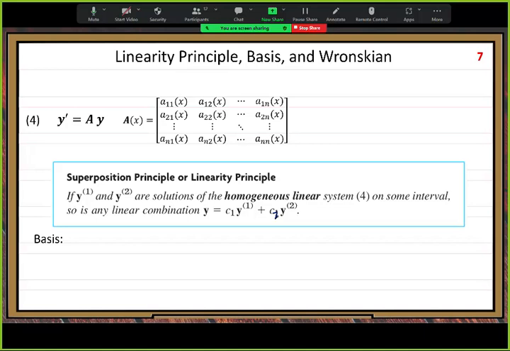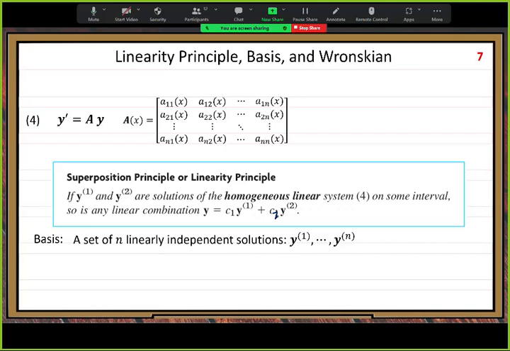Later we just use it. Last time one student kept asking me why you can use a linear combination to give a general solution. By the linearity principle, we can do that. That's the meaning of the linearity principle. Basis: a set of n linearly independent solutions, y sup 1 through y sup n. Solutions but linearly independent, then we can call it a basis.